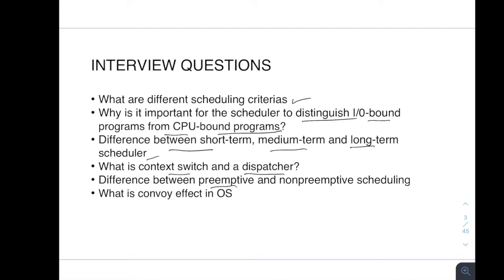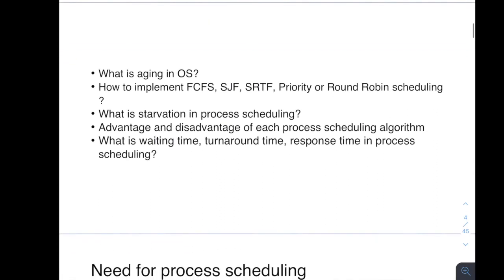What is the difference between preemptive and non-preemptive scheduling? What is convoy effect in operating system? Then what is aging in operating system? Then how to implement FCFS, SJF, SRTF, priority or round robin scheduling. I will just tell you the example, but I am not going to tell you the code here. But I do have written codes for them. If you want to see how to implement it using C++ programming, do find the links to those videos in the description.